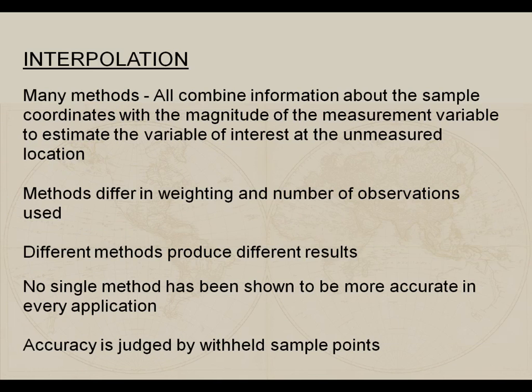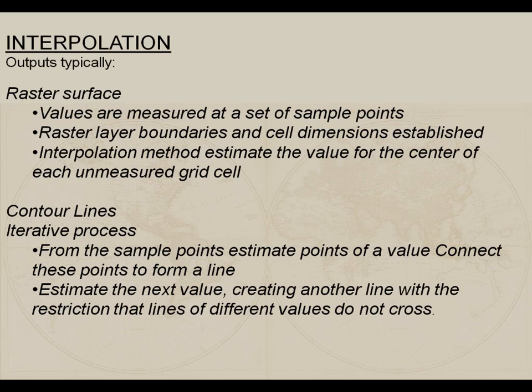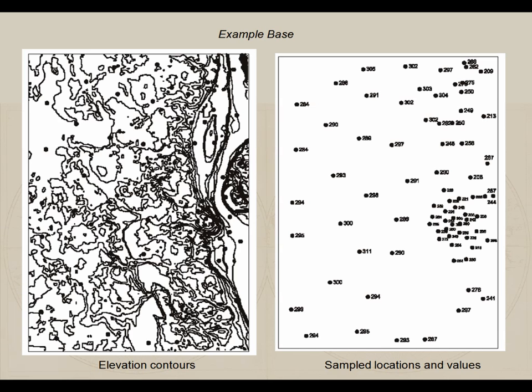Now, once we've sampled, we take that information and use it in an interpolation method, and there's many different methods. No one is absolutely best in all situations, and the accuracy has to be judged by withholding sample points. So we'd sample 1,000 points, we'd put 100 aside, and we'd use those afterwards to validate our estimation or our interpolation process. The interpolation generally creates a raster surface, though there are some exceptions, contours and Thiessen polygons, for example. This is our sample base that we'll be using.